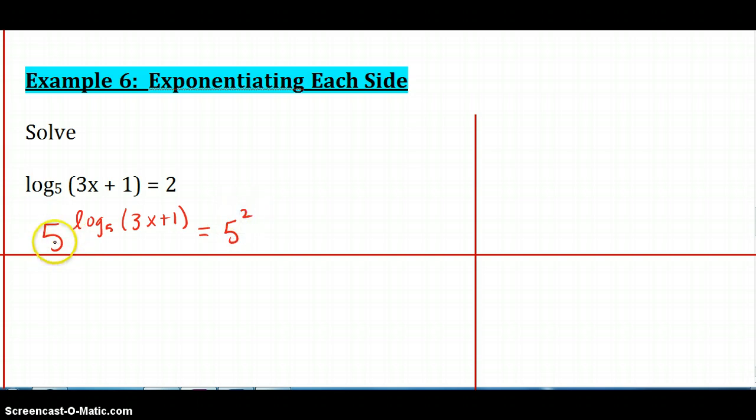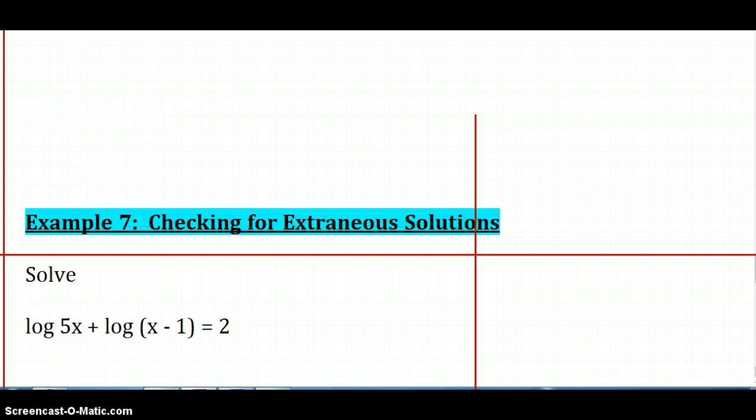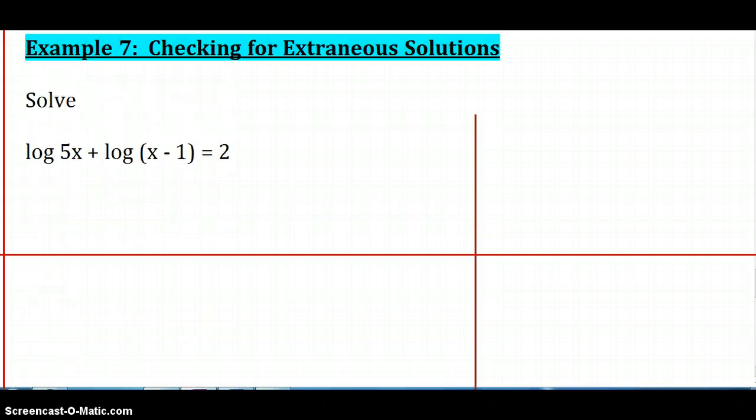So now 5 and log base 5 are inverses. They cancel out. So you're just left with 3x plus 1 equals 5 squared. Well, 5 squared is 25. Subtract your 1. Divide by 3, and x equals 8. So let's do an example where you might get more than one answer, and you have to check for extraneous solutions.